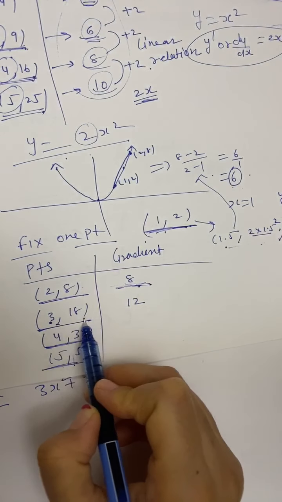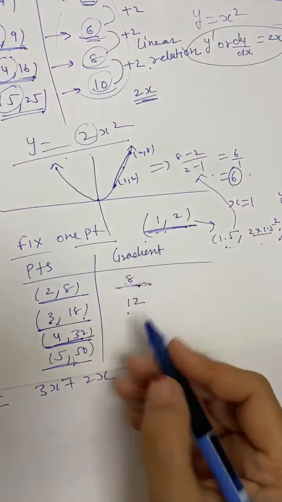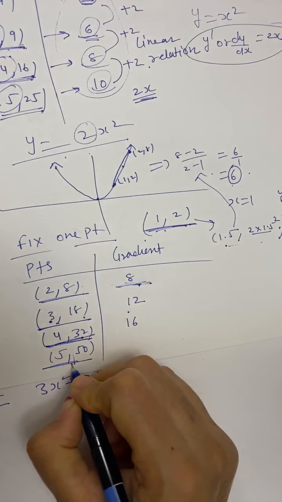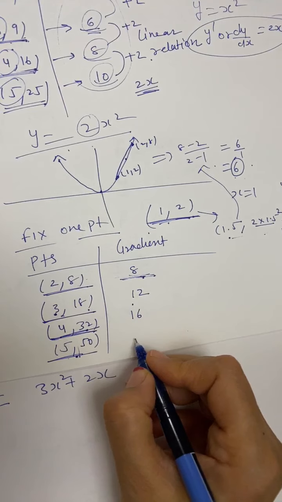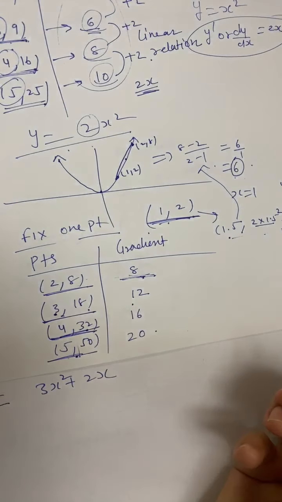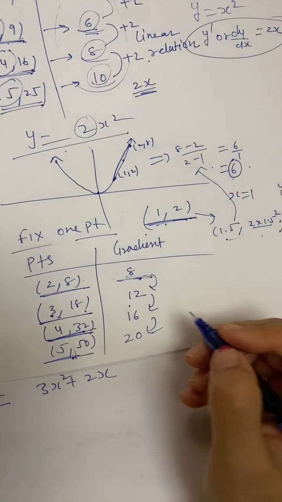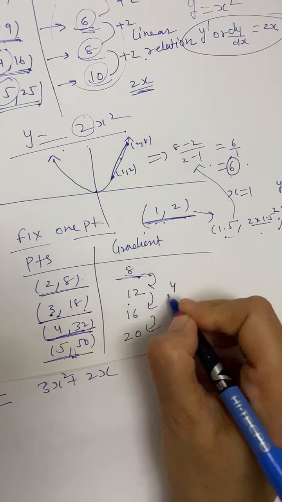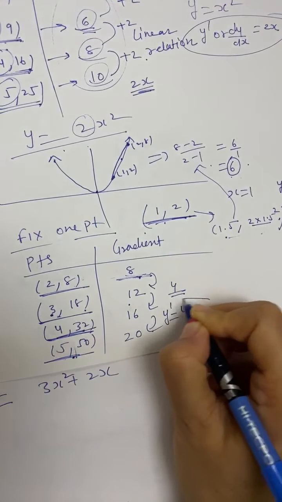And then 3 18, slope is 12. And when you have 4 comma 32, the slope in this case is 16. And then if it's 5, the slope in this case is going to be 20. And then you can again notice the linear pattern, and in this case the first order difference is 4, so it's going to be 4x. So y dash is equal to 4x.